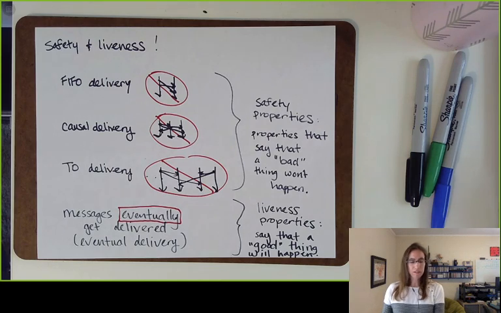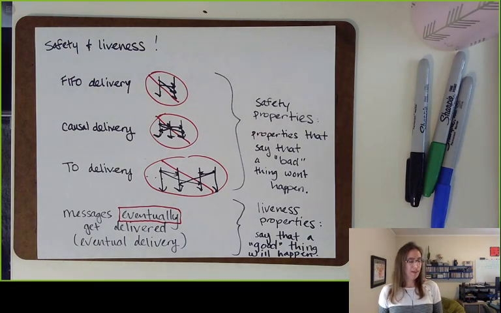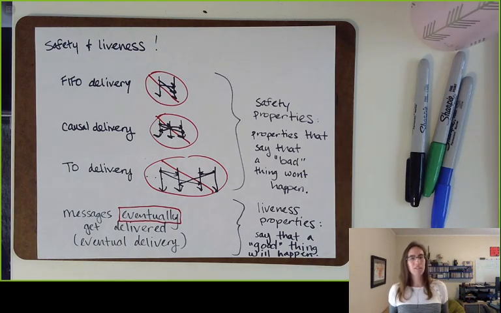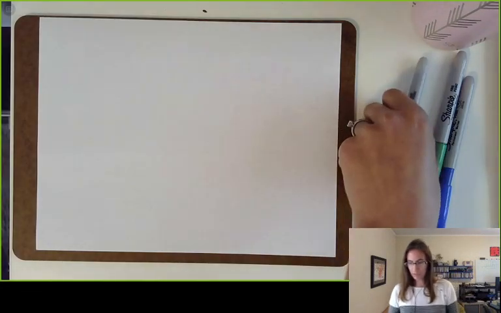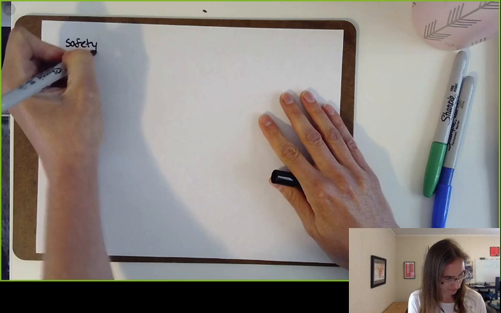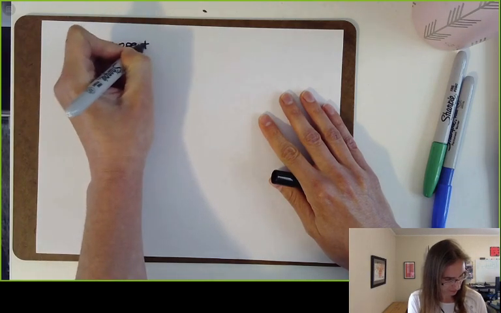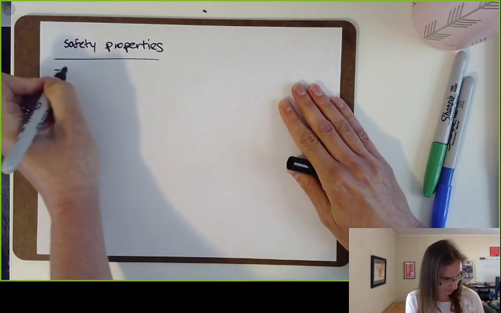So let's try to make it a little bit more formal, what the difference is between safety properties and liveness properties. In addition to just this sort of say that a bad thing won't happen, say that a good thing will happen, because that's a little bit vague, and I haven't stated in any formal terms what bad and good mean, and I don't think I can. So let's try to formalize this a little. So safety properties, which are the ones that say that a bad thing won't happen.